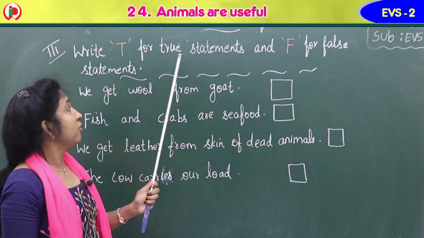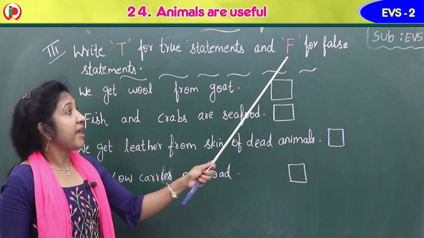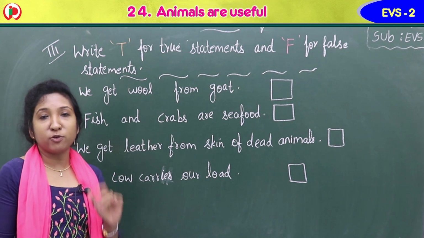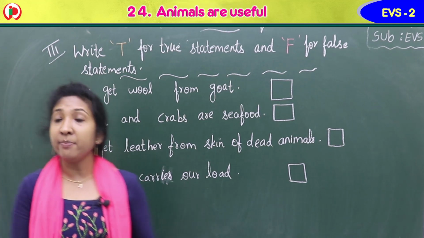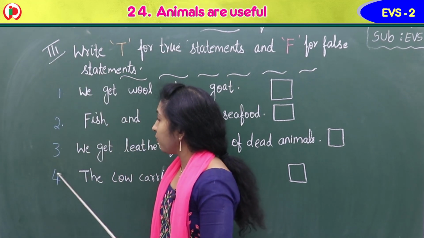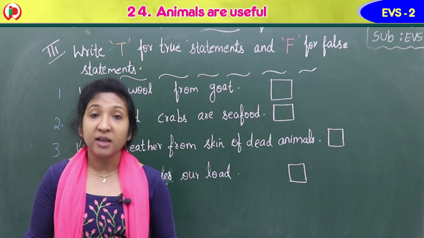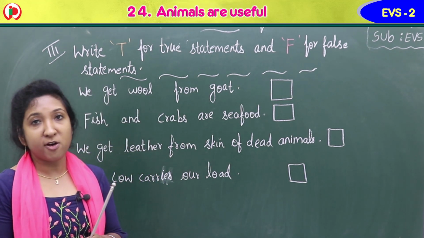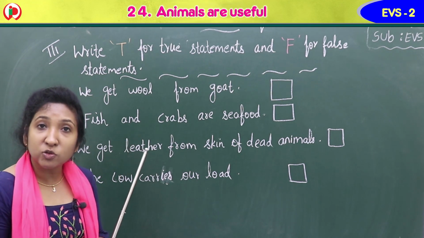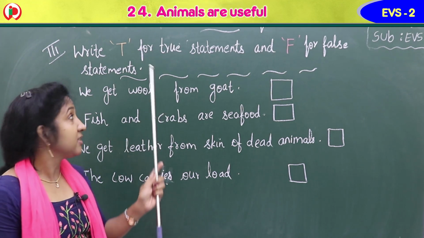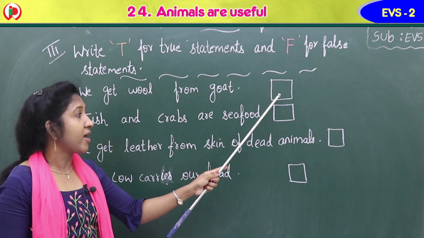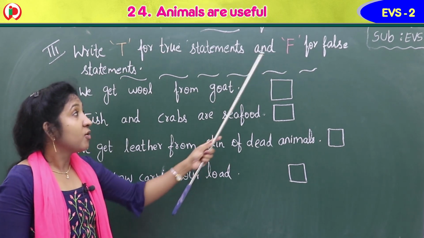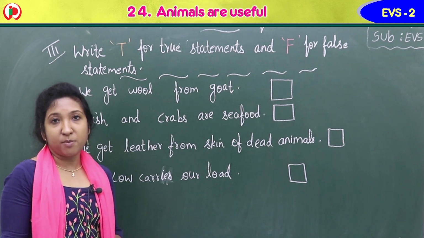Write T for true statements and F for false statements. You have to write T for true and F for false. Here, 4 statements are given. Read the statements and check whether they are true or false. If the statement is true, if the statement is correct, then you have to write T in the square box. If the statement is wrong or false, write F in the square box.